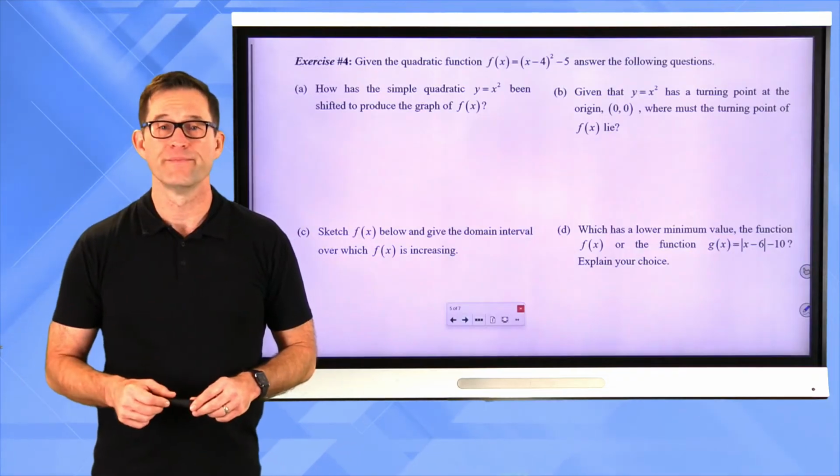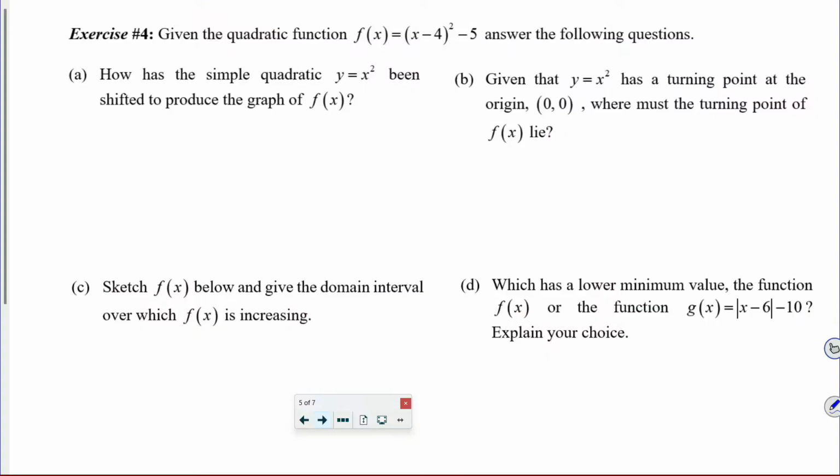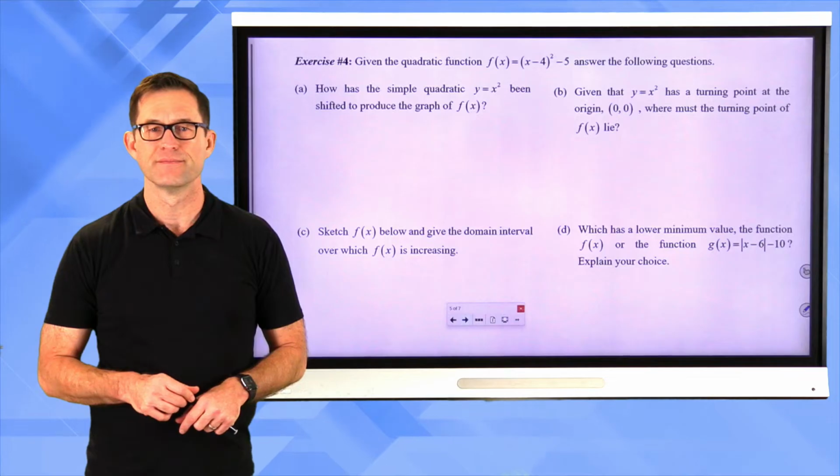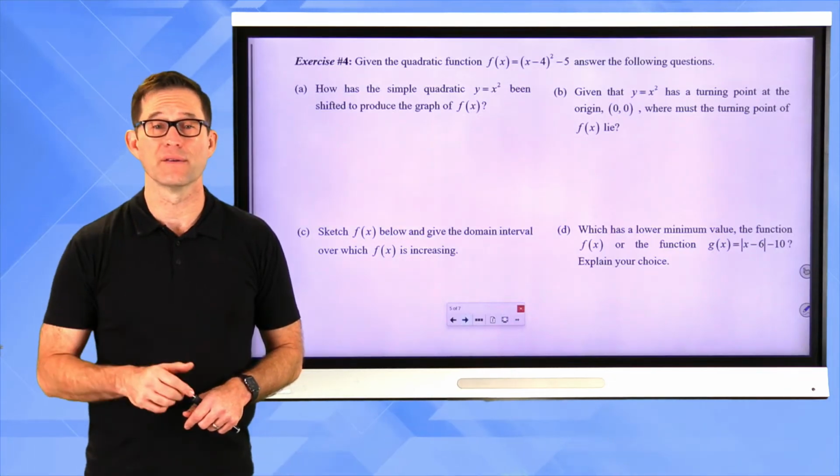Exercise number 4. Given the quadratic function f of x equals x minus 4 quantity squared minus 5, answer the following questions. Letter A. How has the simple quadratic y equals x squared been shifted to produce the graph of f of x? All right, well, why don't you go ahead and see if you can answer that question.